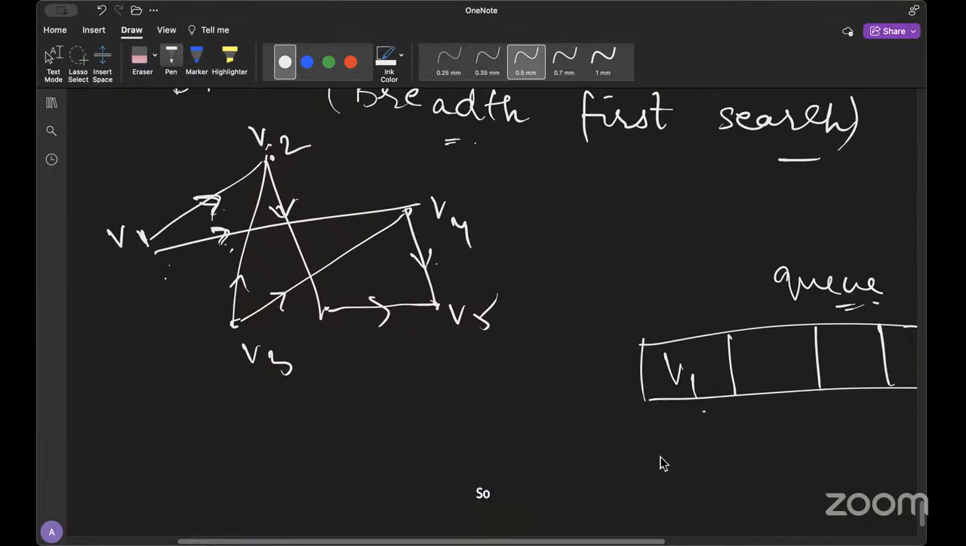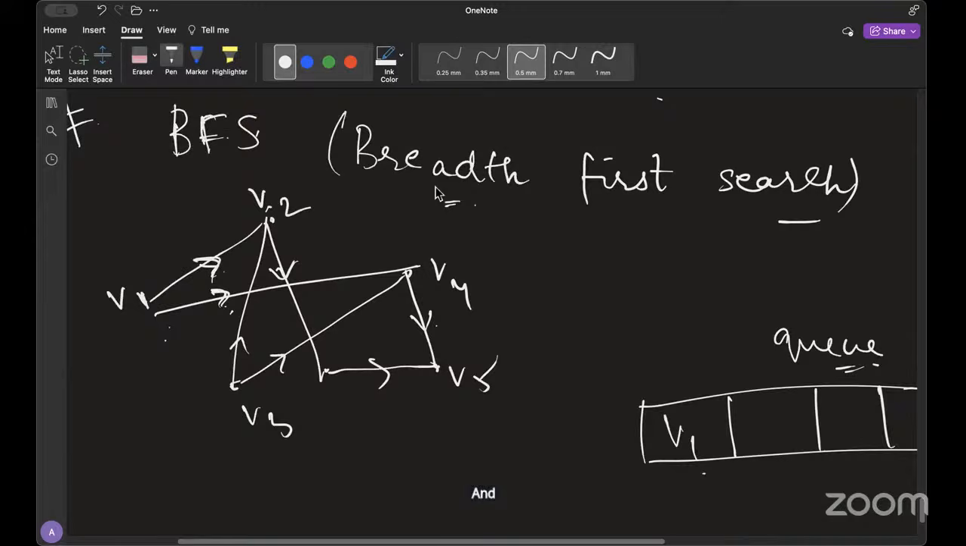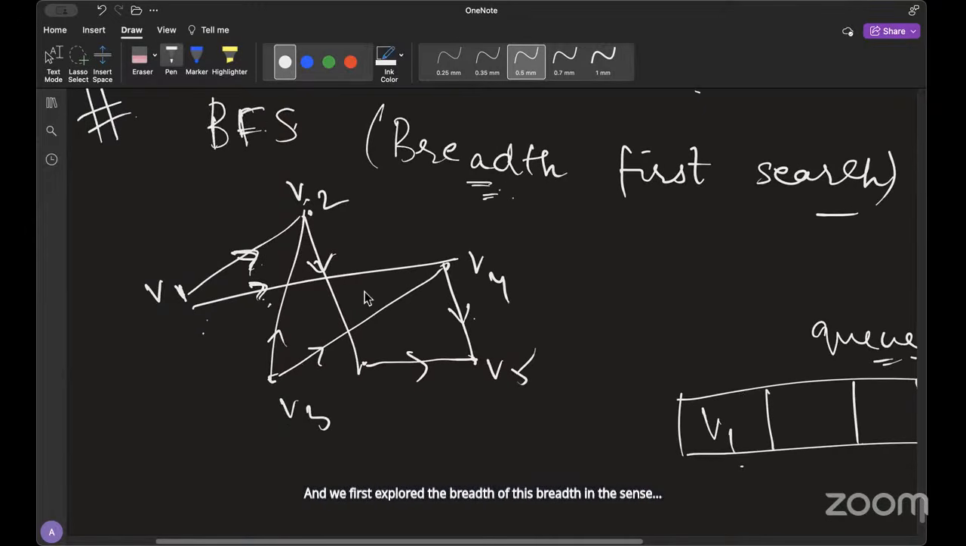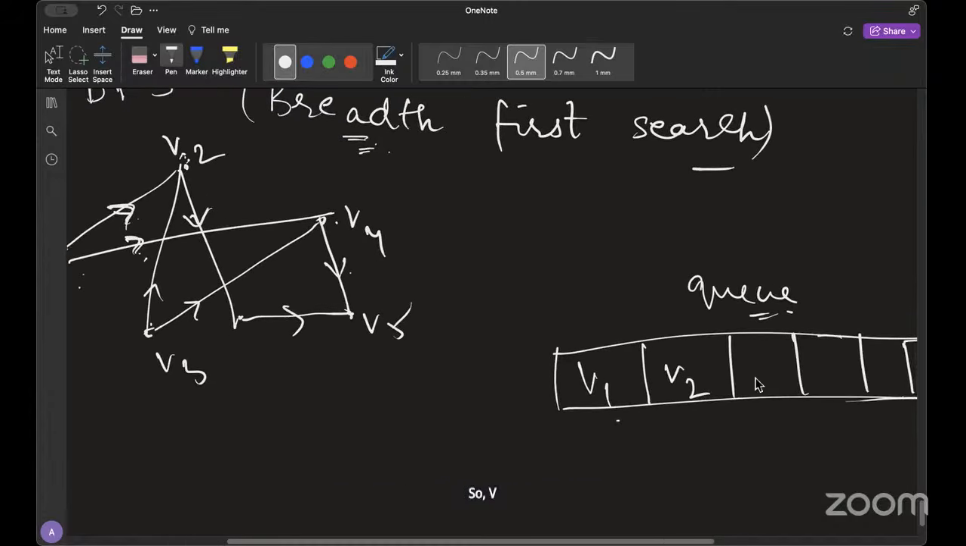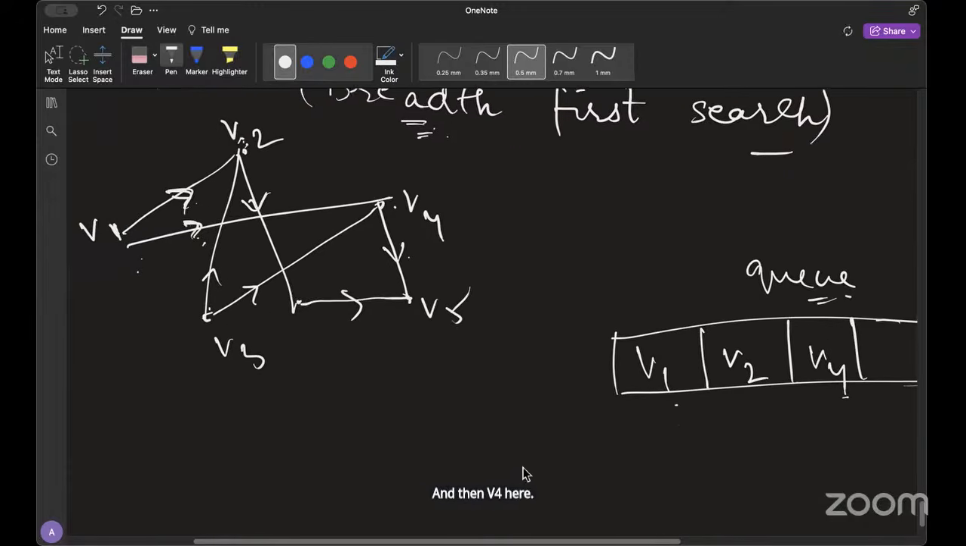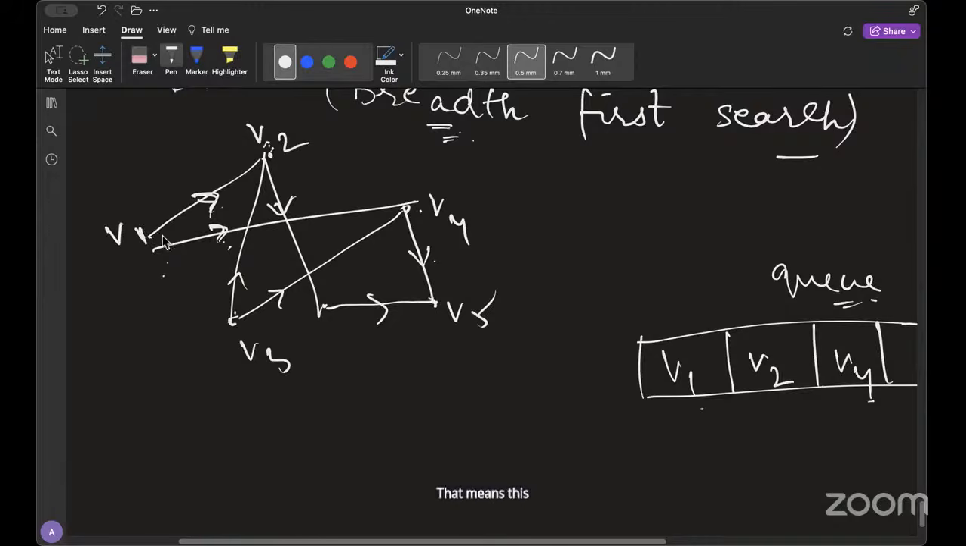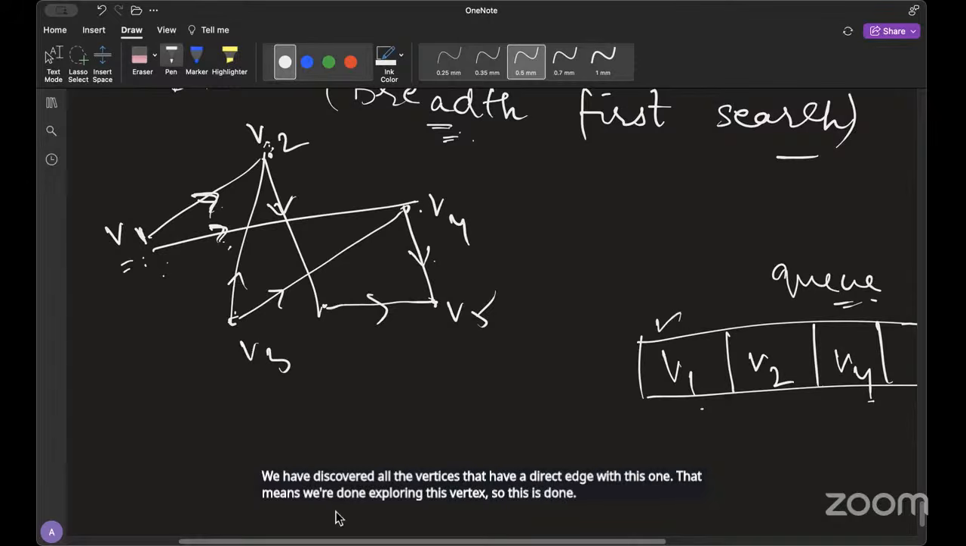So we first write V1 here, and we first explore the breadth of this. Breadth in the sense that you visit the vertices that directly have an edge with it. V2 has a direct edge with V1. V4 has a direct edge with V1, right? So you write V2 here and then V4 here. That means we're done exploring this vertex because we have discovered all the vertices that have a direct edge with this one.